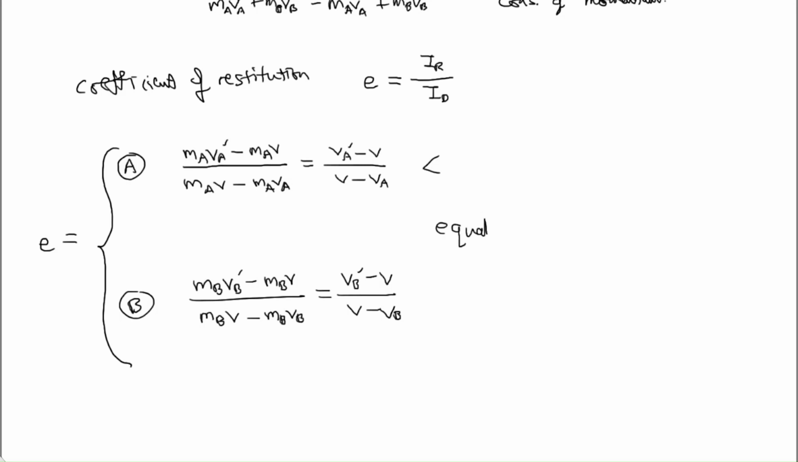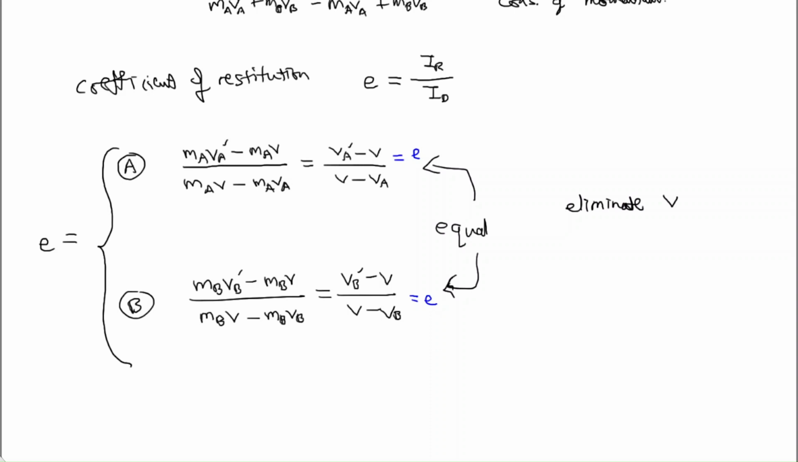Well, these should be equal to each other, since they both came from our definition of e. So what we can do is basically eliminate that common velocity v that the particles had in between the deformation and the restitution phases. With some details here, each one of these is equal to e.